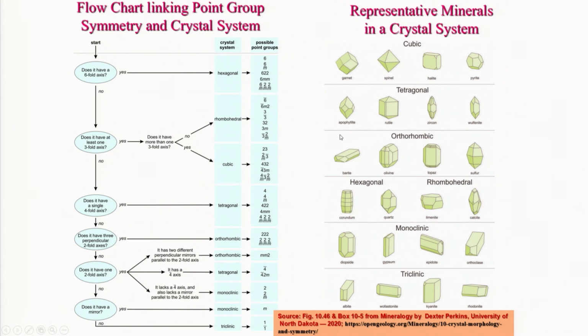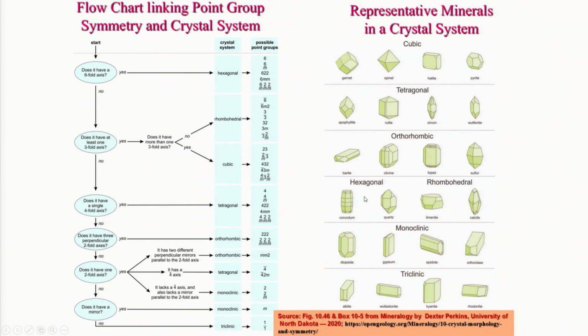And here, under the different crystal systems, the common minerals that are present have been named. So, in cubic you have pyrite, garnet, halite and spinel. Under the tetragonal crystal system, apophyllite, rutile, zircon and wulfenite are the common minerals. And in orthorhombic, the examples are barite, olivine, topaz and sulfur.